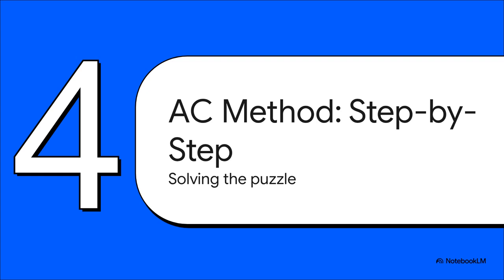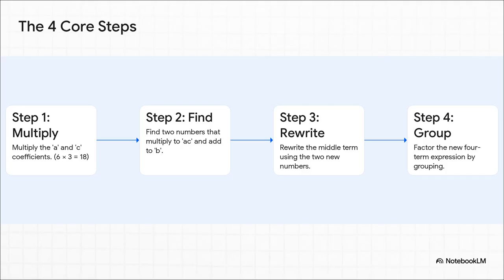All right, let's put this method into practice. We're going to grab that tricky puzzle from before, 6x squared plus 11x plus 3, and we're going to walk through a clear, 4-step process to solve it. Here they are, the 4 core steps. Step 1, we multiply A and C. Step 2, we find our two magic numbers. Step 3, we rewrite that middle term. And step 4, we factor by grouping. Simple as that. Let's do it.